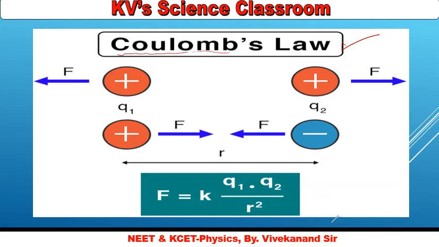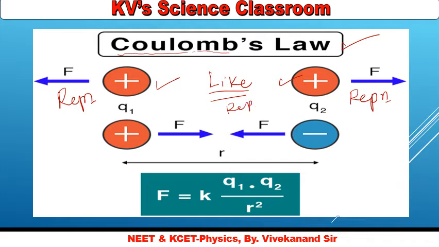Now I can say here in this figure, this is a positive charge, and this is also a positive charge. These are called like charges. Then what happens? The force is away because it is a repulsion here. This is also away, this is also a repulsion. That means like charges repel. Remember, like charges repel each other. They may be positive or they may be negative.